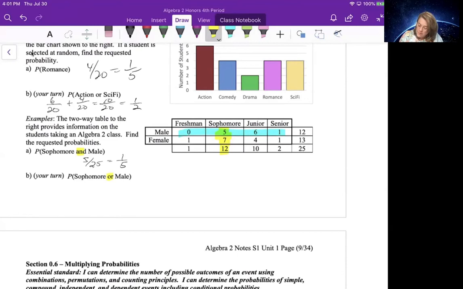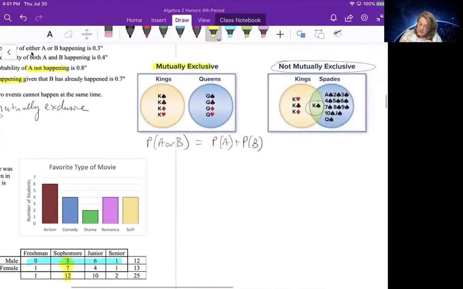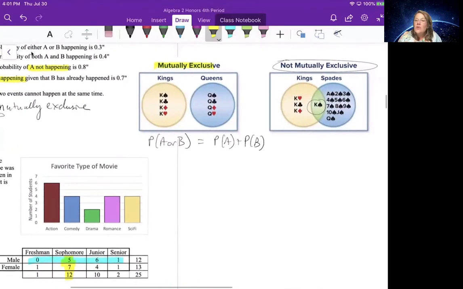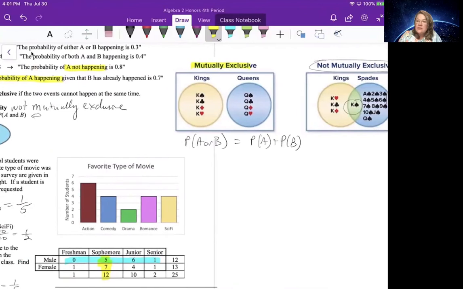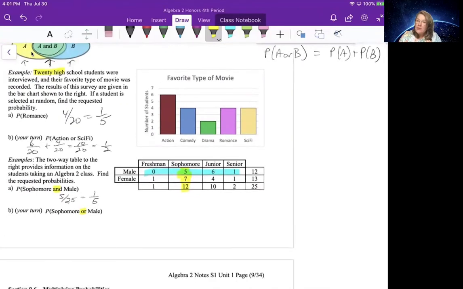Sophomore or male, okay? Sophomore or male. So first off, it's an addition problem, and I'd have to ask myself whether it was mutually exclusive or not, and they're not, because I can have both. I can have sophomores that are not males. I can have sophomores that are males. I can have males that are not sophomores. So there are some overlaps.